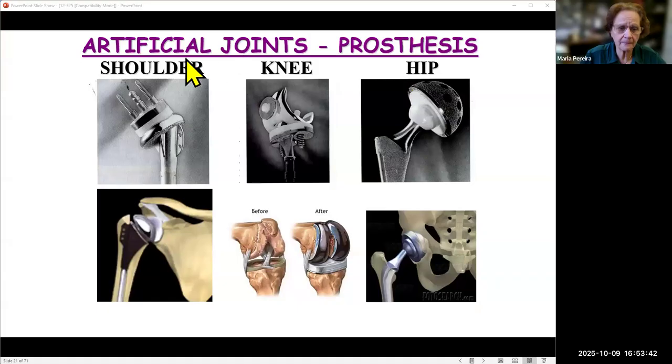So these are known as prostheses, the types of artificial joints. You see here the different shapes for the shoulder, for the knee, for the hip. And this requires major surgery, but it can be pretty successful in relieving pain and providing for movement for those individuals that require it.